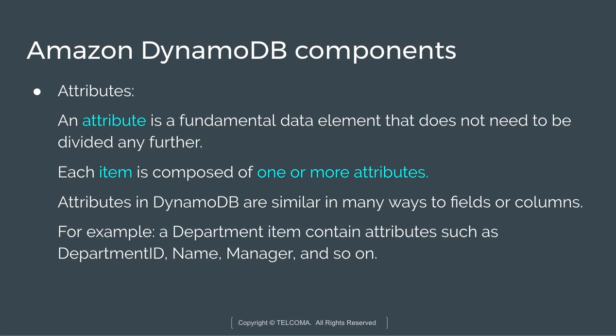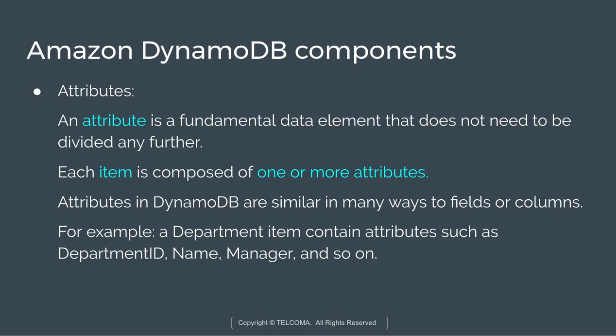Each item is composed of one or more attributes. Now what is an attribute? An attribute is basically a fundamental data element that does not need to be divided any further. Attributes in DynamoDB are similar in many ways to fields and columns. Suppose we have an item with the name department. So it contains attributes such as department ID, name, manager, and so on.